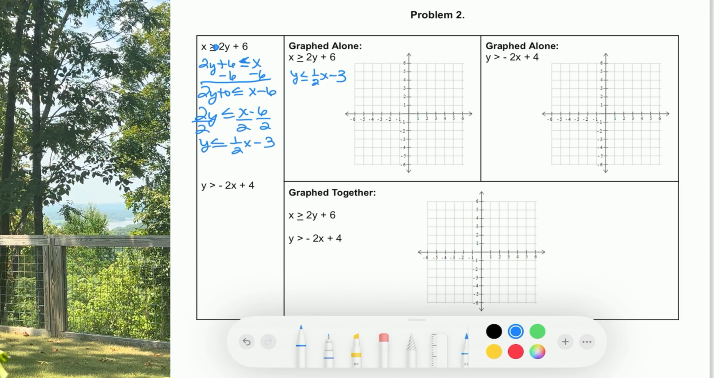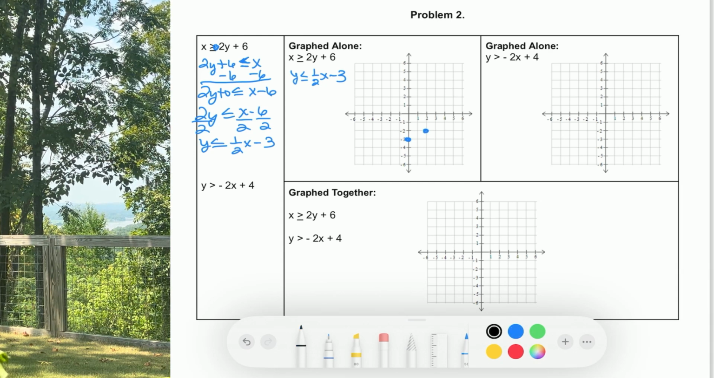So go down to -3. Use my slope. Go up 1/2. I got my coordinate there. This has an or equal to in my inequality, so it's a solid line.